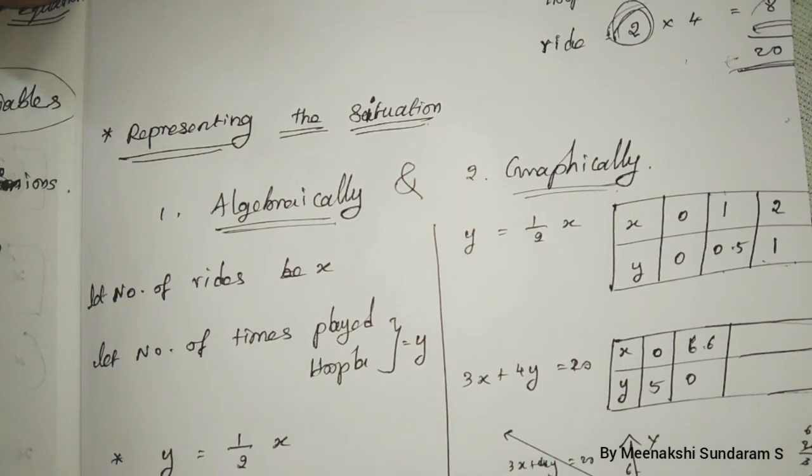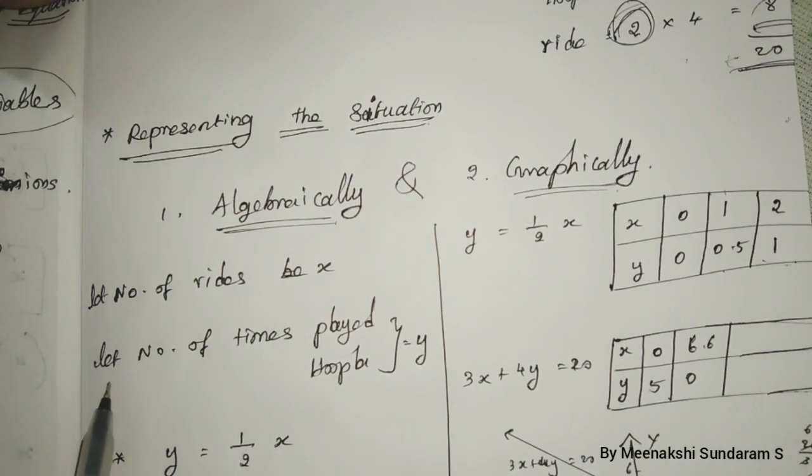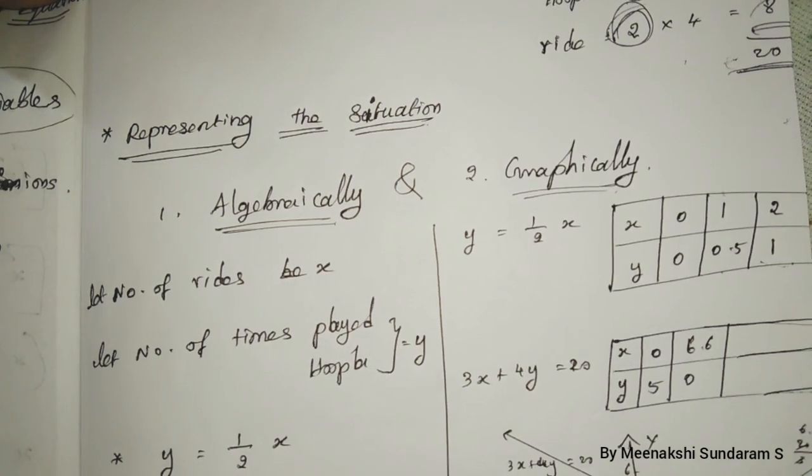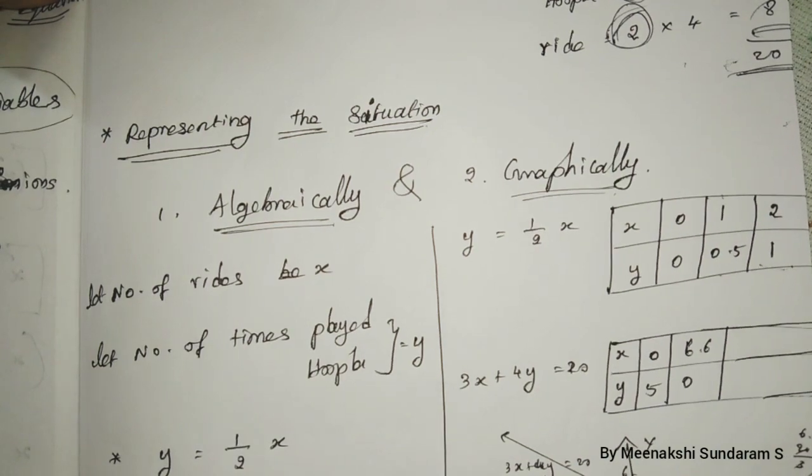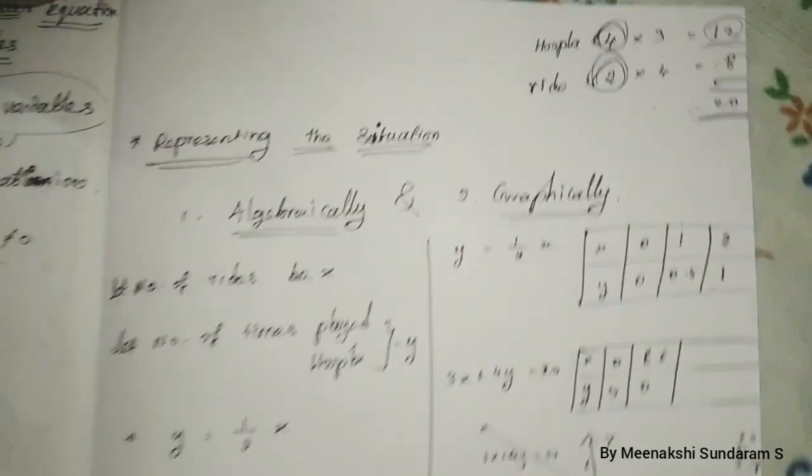The number of rides on the giant wheel, we don't know what it is, so we just take it as x. Next, let the number of times he played hopla be y. We just assume that is y. Clear?